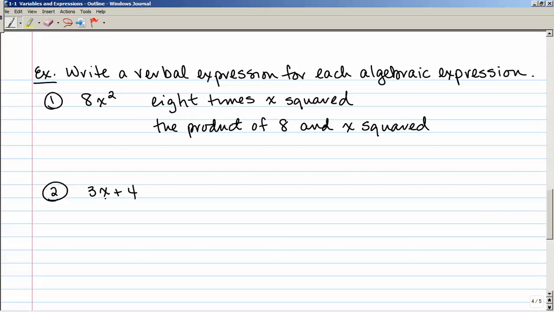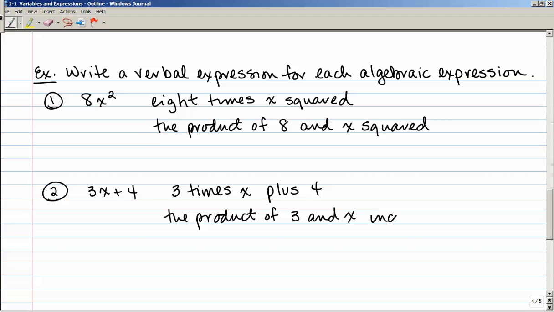Number 2 is 3x plus 4, and I don't want you to just write 3x when you're going to write this out. Please take note of the fact that this is multiplication between the 3 and the x. So I can say 3 times x plus 4 is probably the most simple way. Or if you want to get fancy, you could say the product of 3 and x increased by 4. Either of those is correct, and there's probably several other different ways you can do that.